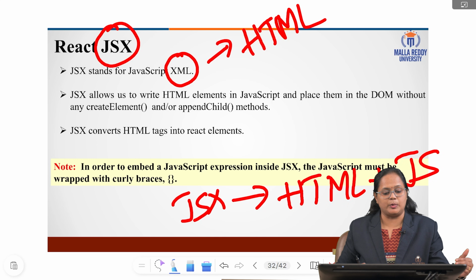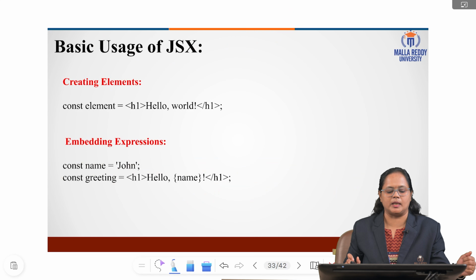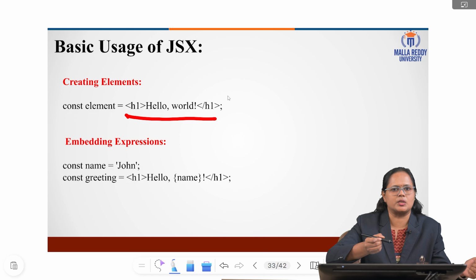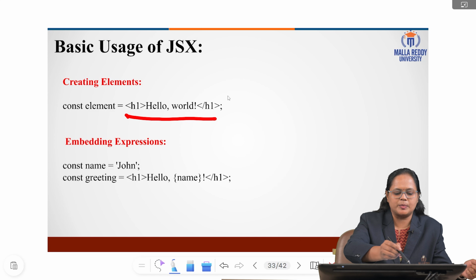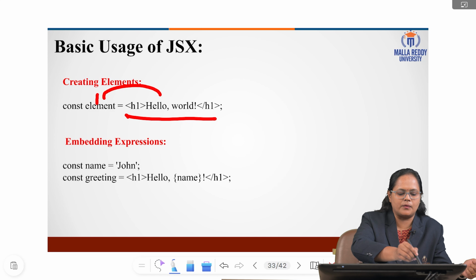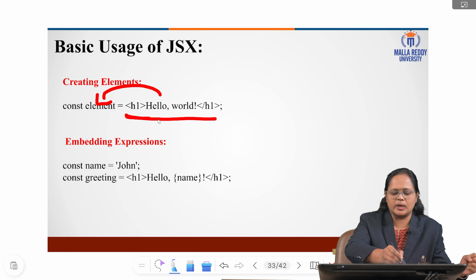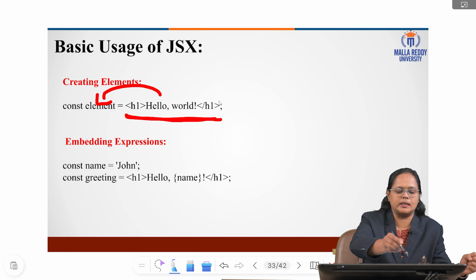Let me help you understand with an example. You see here, this is the HTML tag. H1 tag, and we are inserting some text in the H1 tag, hello world. So this is our HTML code. Now, if you observe this, we are storing this in a variable called element, const element. Const is the keyword we use for defining a variable inside JavaScript. So now we are storing this H1 tag and its content in a variable.